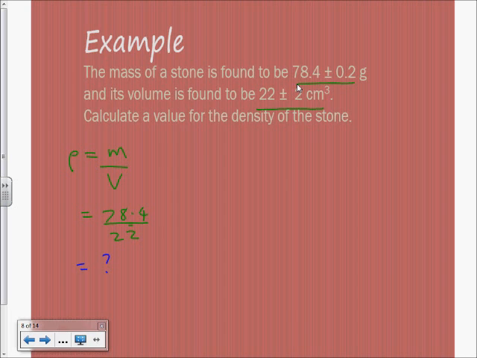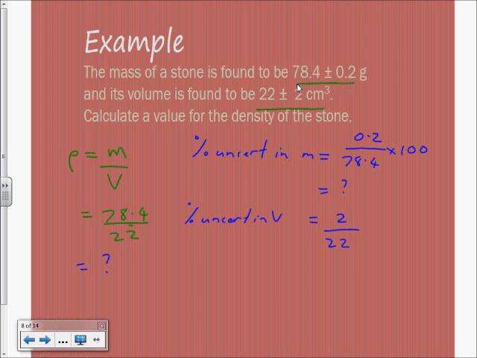Right, uncertainties. The way I'd be doing it, percentage uncertainty in M equals 0.2 divided by 78.4 times 100 equals, percentage uncertainty in V equals 2 divided by 22 times 100 equals. I think we can see that the uncertainty in the volume is larger than that in the mass.